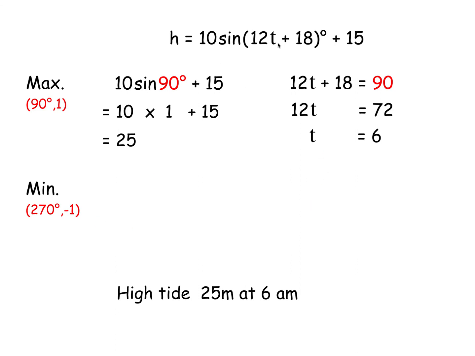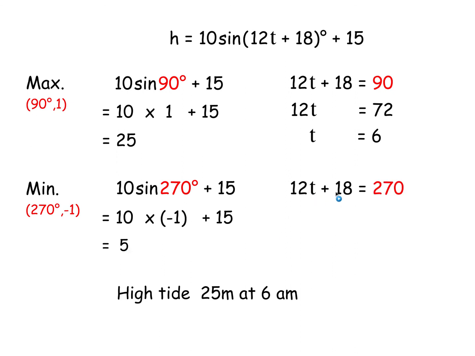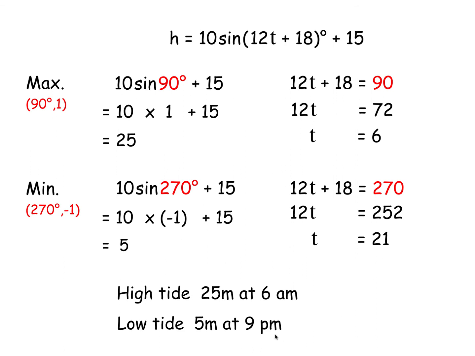For the minimum, you want to make the brackets 270. 10 sine 270, add 15, sine 270 is negative 1. That comes out at 5. The depth's 5 metres, so at low tide. When does the brackets become 270? When 12t plus 18 equals 270, you take 18 off and divide by 12. 21 hours after midnight. That takes you to 9 p.m. So it's 5 metres deep at 9 p.m.